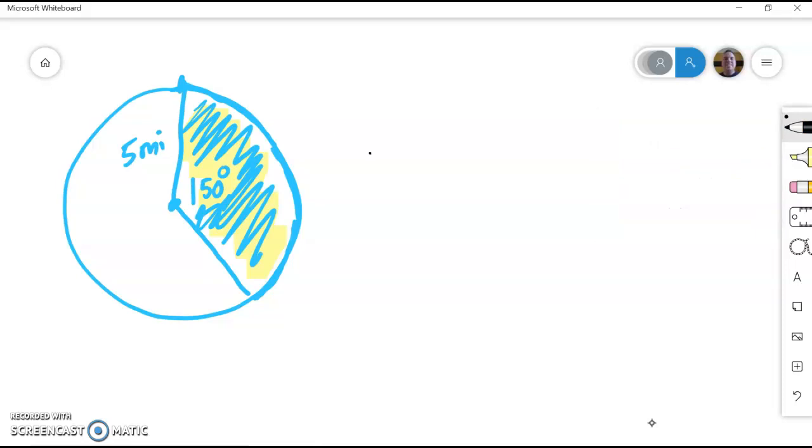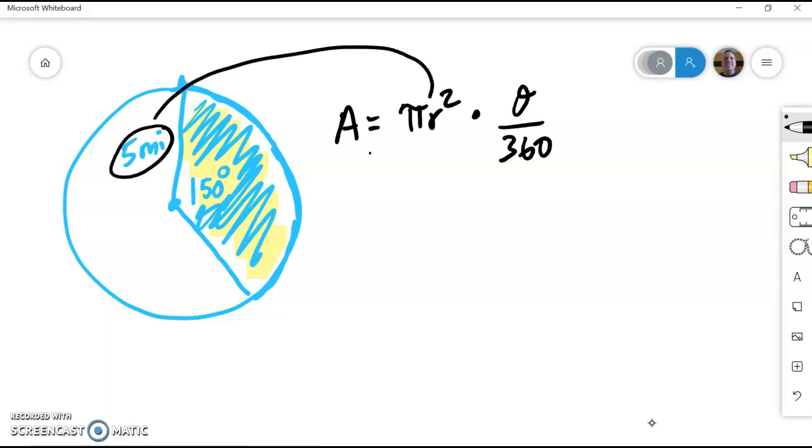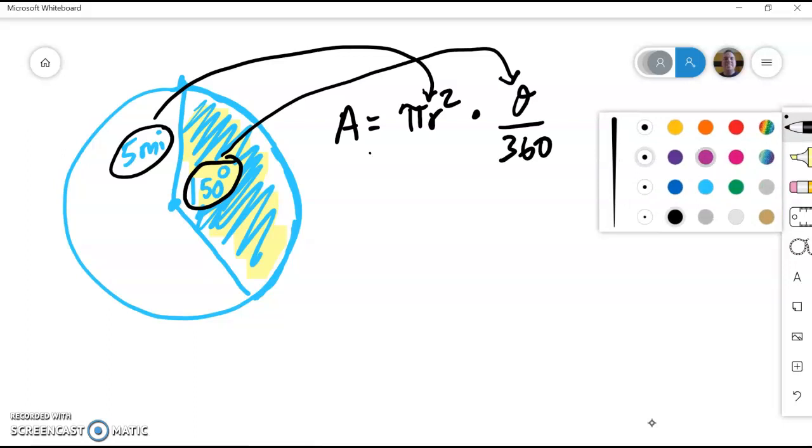So the area of a circle is pi times radius squared. That's the full area. But if I want just the sector area, all I need to do is multiply by the angle of the sector out of 360, because that's the full circle. So the radius is 5. We're going to plug that in for there. And the angle that was created was 150. We're going to plug that in for there. And that's all we need to do. So let's work that out.